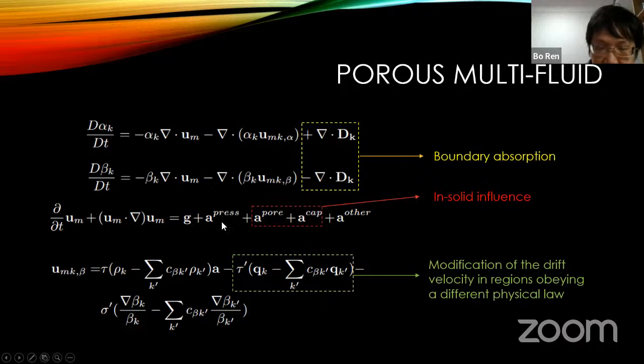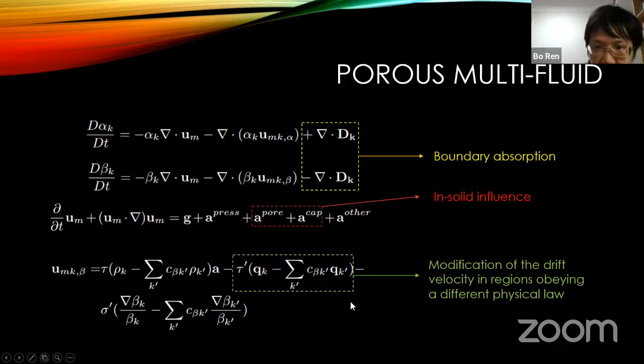The second one is the pressure term in the outer region. The third one is the pore pressure term, which corresponds to the pore pressure due to Darcy's law in the inner region. The fourth term is capillary acceleration in the inner region, and the final term is all other external forces. So the right hand side of this momentum equation is just adding all the effects together to influence the particles' mass center motions.